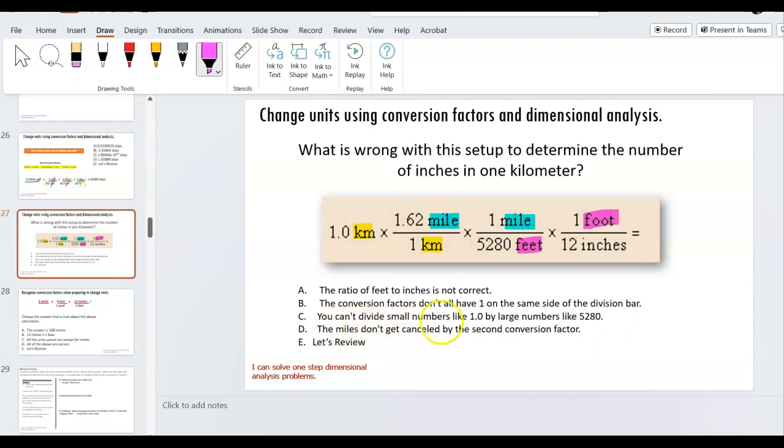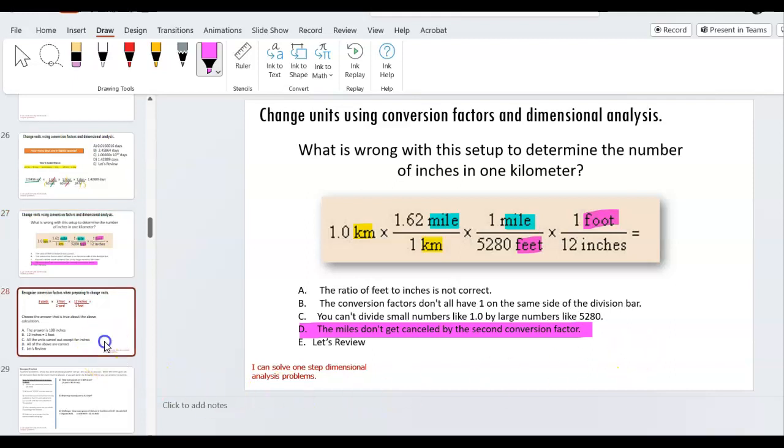You can't divide small numbers like 1 by large numbers like 5,280, which of course doesn't make sense. But letter D, the miles don't get canceled by the second conversion factor. And also inches are left on the bottom where we want that to be our answer at the top.